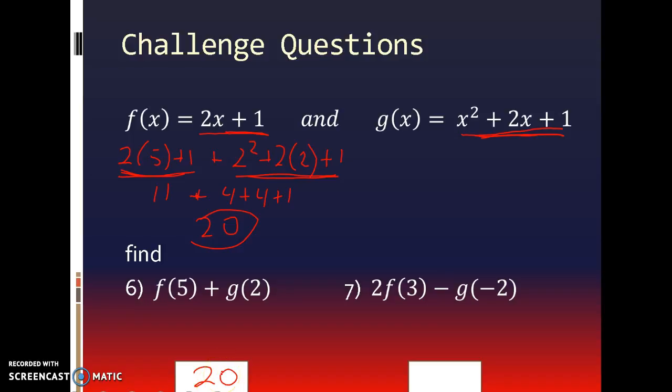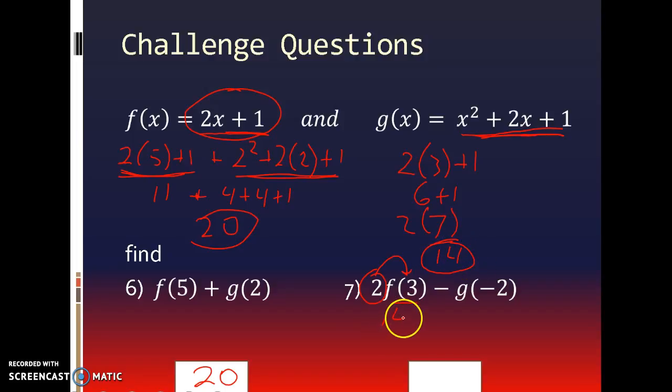So let's try 7. We're going to take f of 3 first. Let's just do this one step at a time. If I take f of 3, it's not going to be 2 times x. I'm using this function here. It's going to be 2 times 3 plus 1. Well, 2 times 3 is 6, and 6 plus 1 is 7. But it's 2 times that. So I'm going to take this whole thing times 2. That's where this 2 comes in. And 2 times f of 3 is 7, so 2 times that is going to be 14.